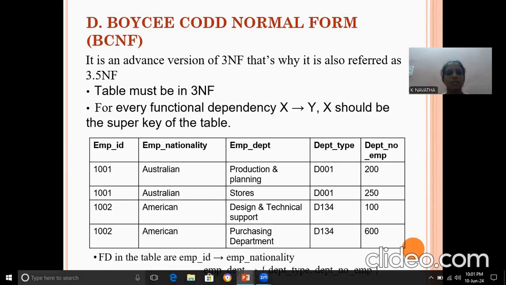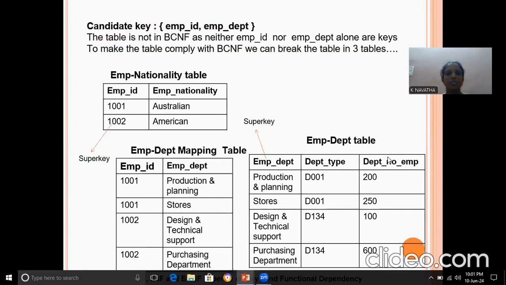Next is the functional dependencies in the table. Employee ID determines employee nationality. Then employee department determines department name, department type, and department number. Next, see here, the candidate keys are employee ID and employee department. The table is not in BCNF as neither employee ID nor employee department alone are keys.